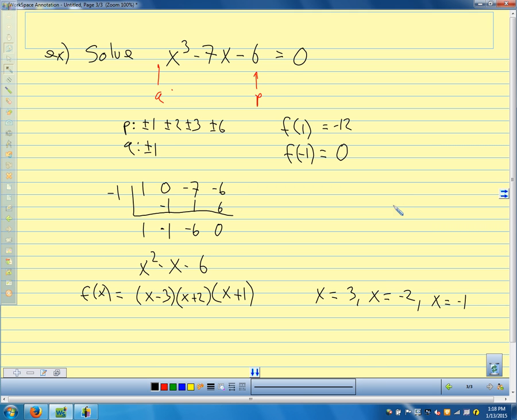Yes? Because this says that from this, x equals negative 1. So the factor is x plus 1 equals 0. So that's our factor. Because when we tried the positive 1, f of positive 1 was negative 12. It wasn't 0. Yeah, we want it to equal 0. And so what you get on the bottom there has to be what you found out for the factors of that.